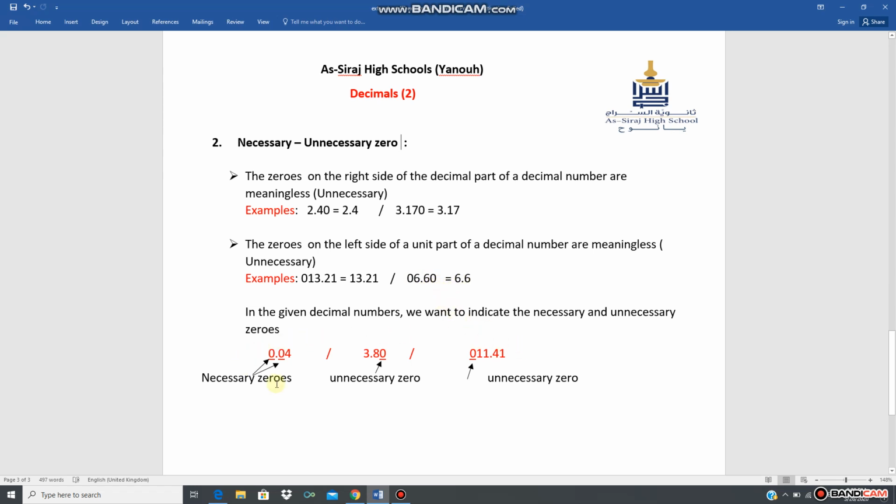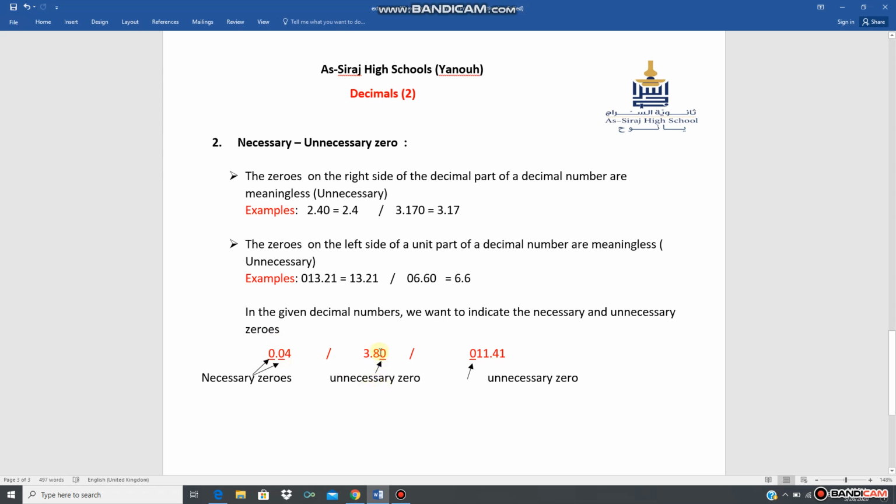I give you here a set of three numbers. Okay? We want to indicate the necessary and unnecessary zeros. Here we have 0.04. The 0 here on the whole part is necessary, and 0 here, the 10th digit of this number, is necessary. But let's see this number.